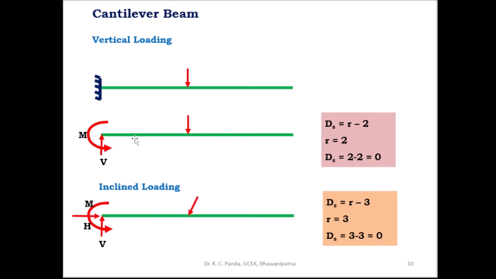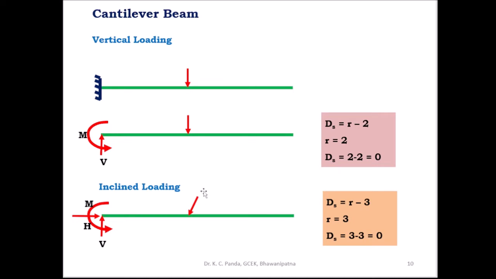In this case, the degree of static indeterminacy can be determined as ds is equal to r minus 2. So here there are two reaction components, the vertical reaction and the moment, so r is equal to 2. So ds is equal to 2 minus 2, which is equal to 0. So the degree of static indeterminacy is equal to 0.